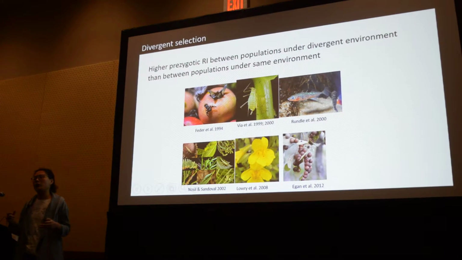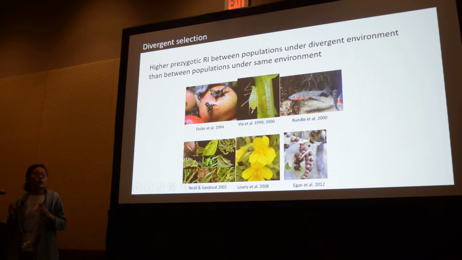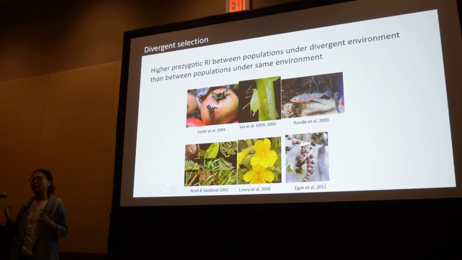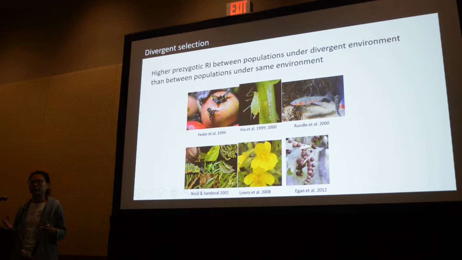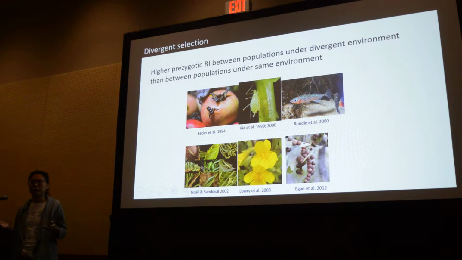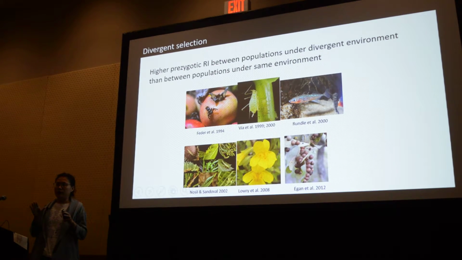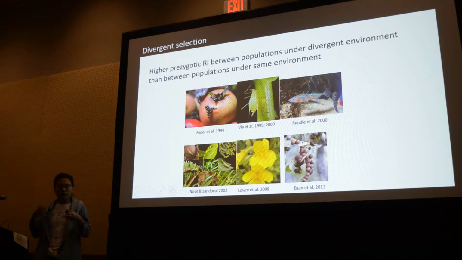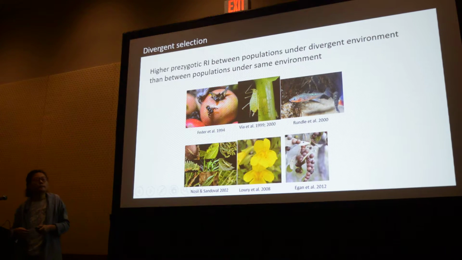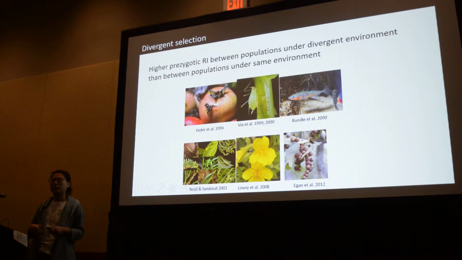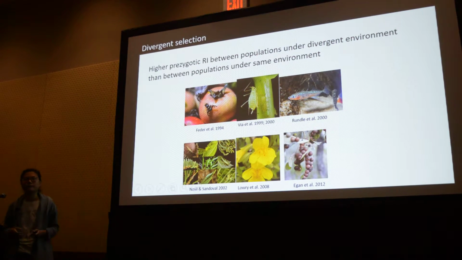There's a rising amount of evidence showing that there's higher reproductive isolation between populations under divergent environments than between populations under the same environment, often with ongoing gene flow between populations, stressing the role of divergent selection in promoting prezygotic reproductive isolation.